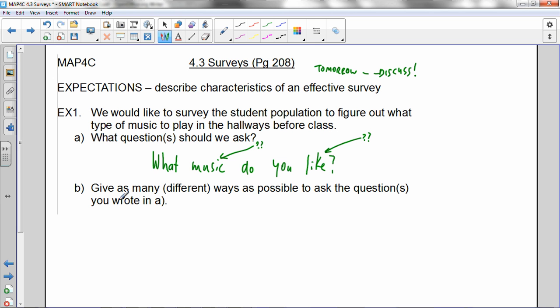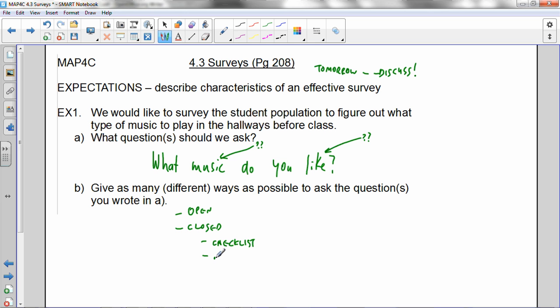And it says, give as many different ways as possible to ask the question you wrote in A. This one is what's called an open question. In an open question, people just respond in their own words. We could have a closed question, and there are lots of different closed questions, including checklists, right? And you've answered surveys, and you're actually going to write one later in this chapter and hand them out. A checklist: check out all the different types of music that you like.